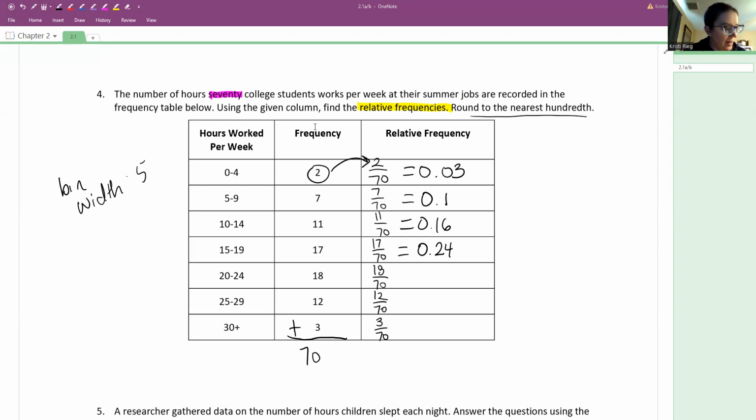So then we have 18 divided by 70. I'm getting, rounded to the hundredth, 0.26. And then I have 12 divided by 70, which is 0.17. And finally, 3 divided by 70, which is 0.04.